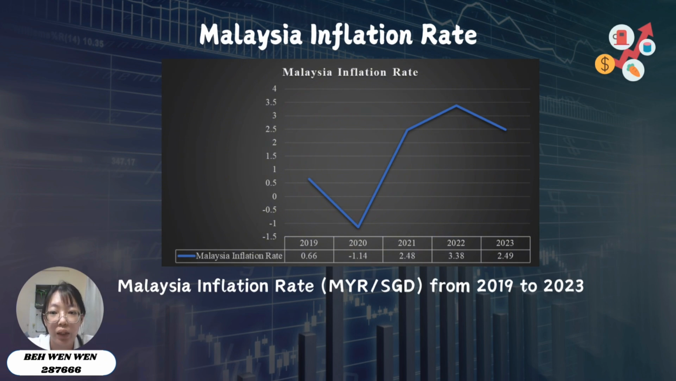Next, our last economy analysis is the Malaysia inflation rate. The graph shows the inflation rate of Malaysia between 2019 and 2023, exhibiting significant fluctuation, reflecting the country's economy being responsive to both internal and external factors. Starting from a decrease in 2019 to 2020, after that it rose to 2022 with 3.38%.